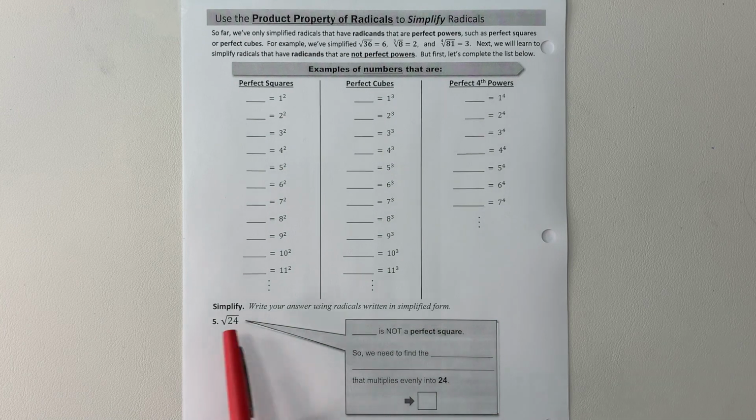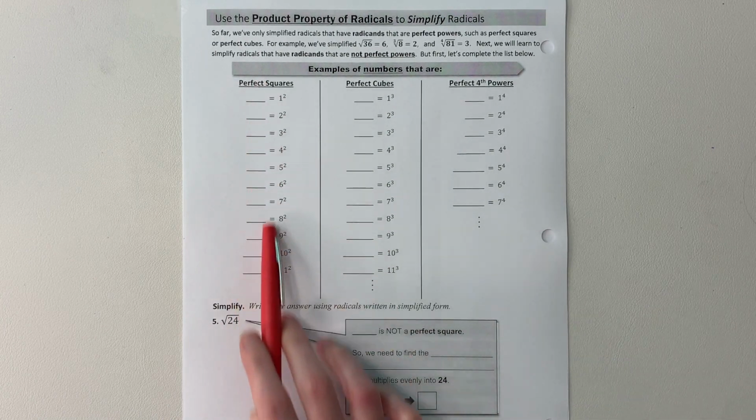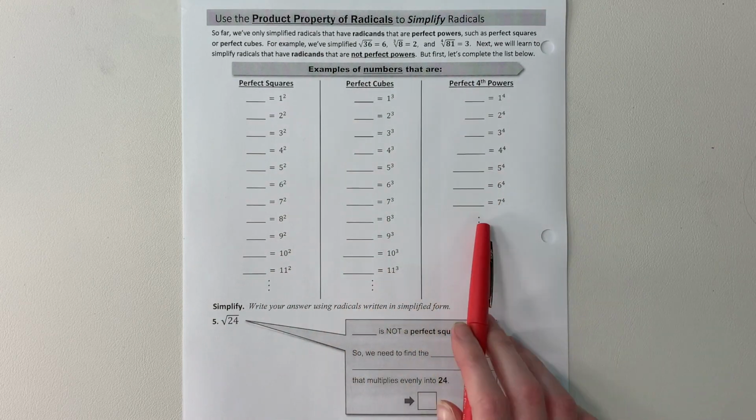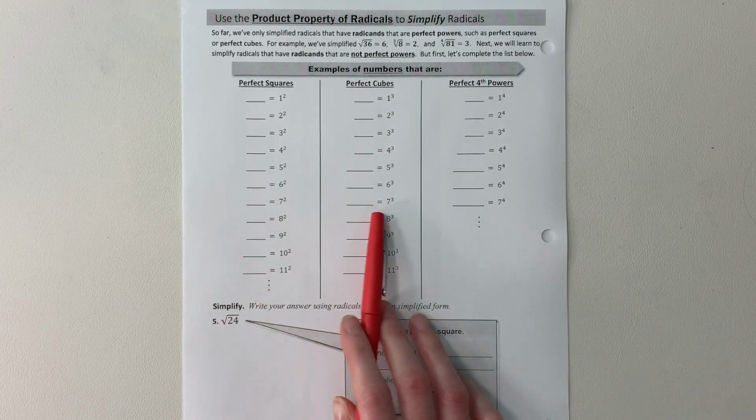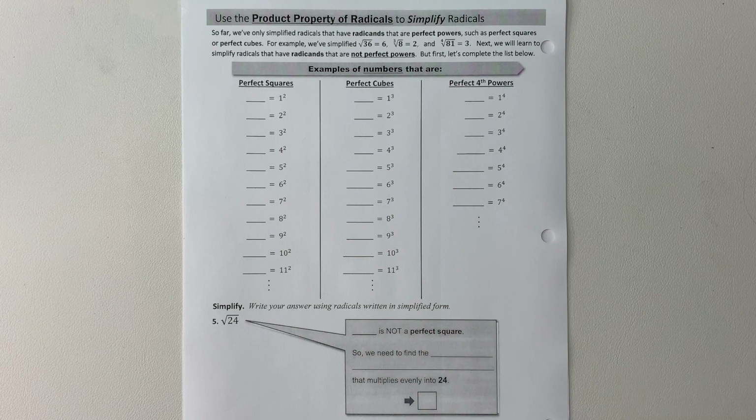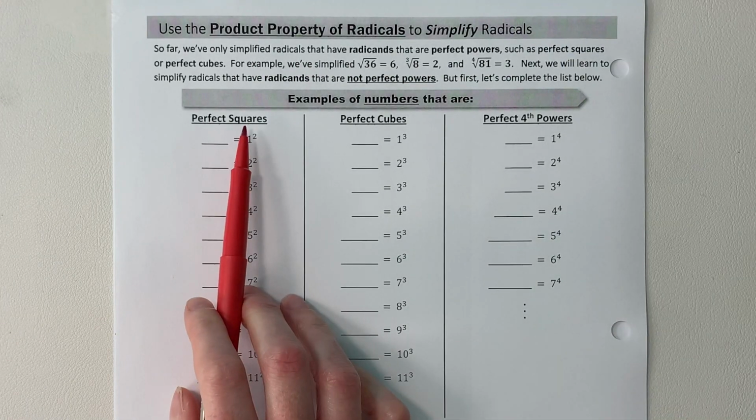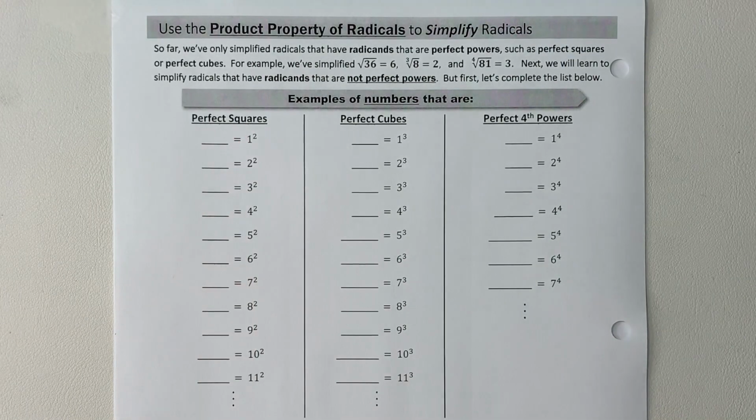Before we learn how to simplify the square root of 24, we're going to make a list of perfect squares, perfect cubes, and perfect fourths, because we'll need to be very familiar with these in order to simplify. A perfect square is any number that can be written as some quantity squared.